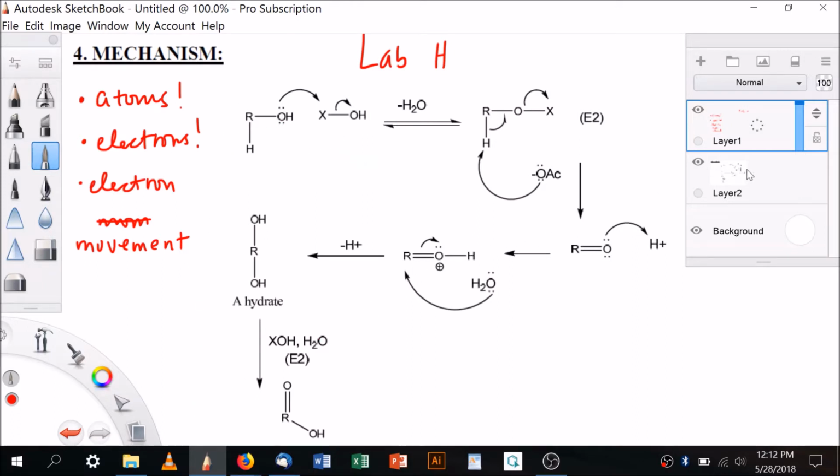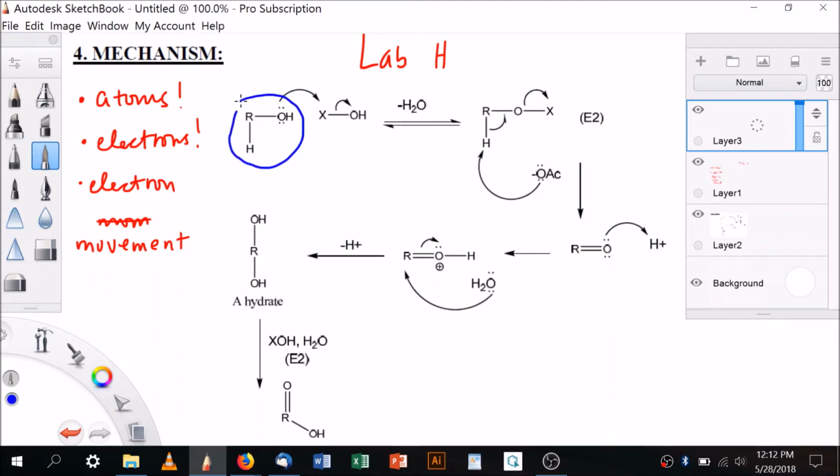I'm going to add another layer before I do here, and let's go with a different color for a second. And let's say, what class of compounds is this? In what class of compounds does this thing belong? I'm going to ask you some questions. You need to try to answer this. So, do you recognize this as an alcohol? Alcohol. Very good.